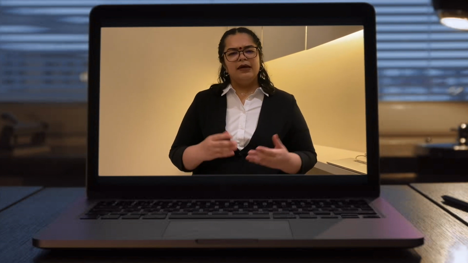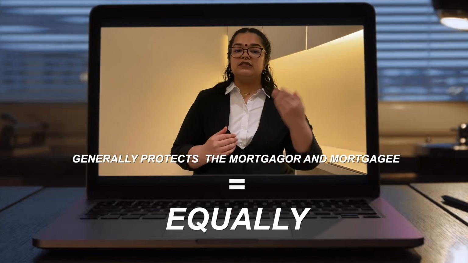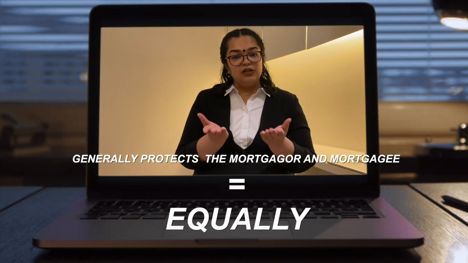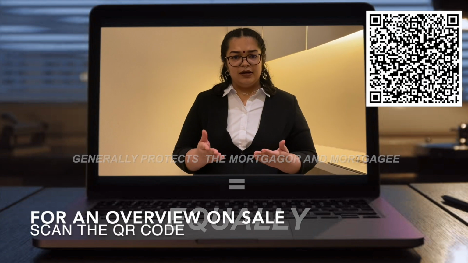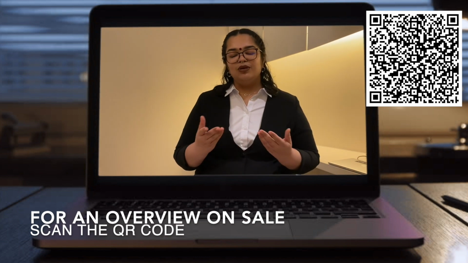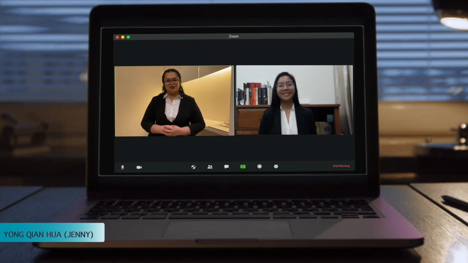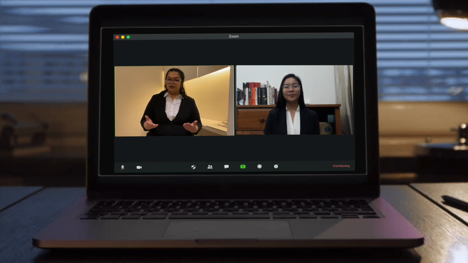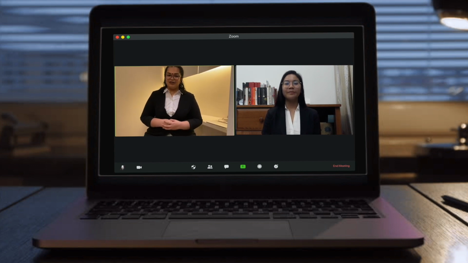In summary, the power of sale generally protects the mortgagor and the mortgagee's interests equally. However, in the case where a mortgagee possesses the house prior to sale, the law has no remedy to the effect of putting the mortgagor at a disadvantage. I will now pass it on to Jenny, who will discuss undue influence, backdoor tactics, and mortgages during COVID-19.